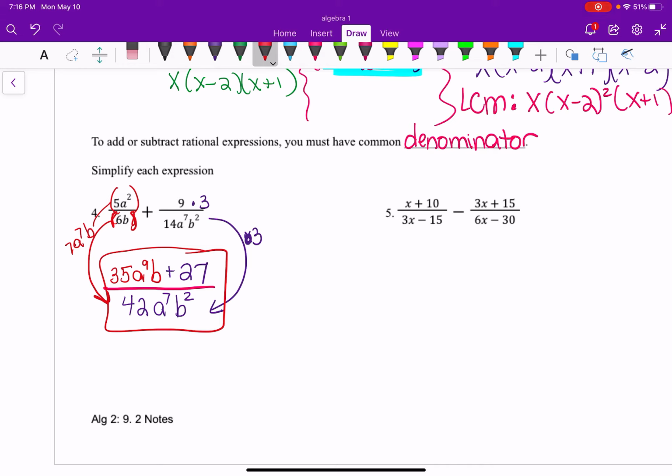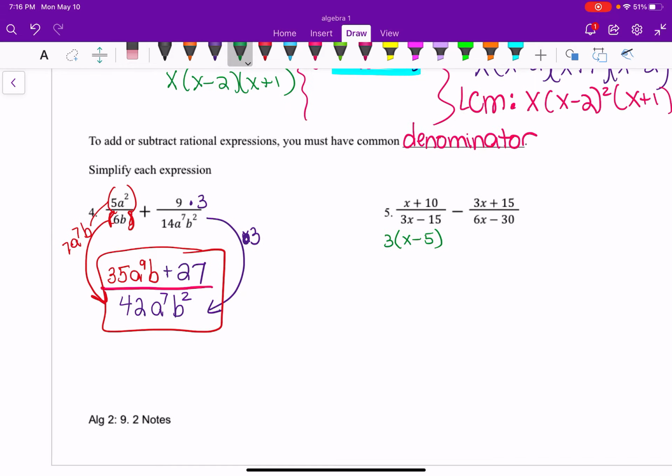Okay? Now when you get to the next one, here, there's a lot of things going on here. The first thing is I'm going to factor the denominators to see what I got going on. That's x minus 5. And then we take out a 6, x minus 5. Well, we already have an x minus 5 in both of them, so that can be part of my denominator. And then we have a 6 in one and a 3 in the other. So if we make them both 6, we're good.